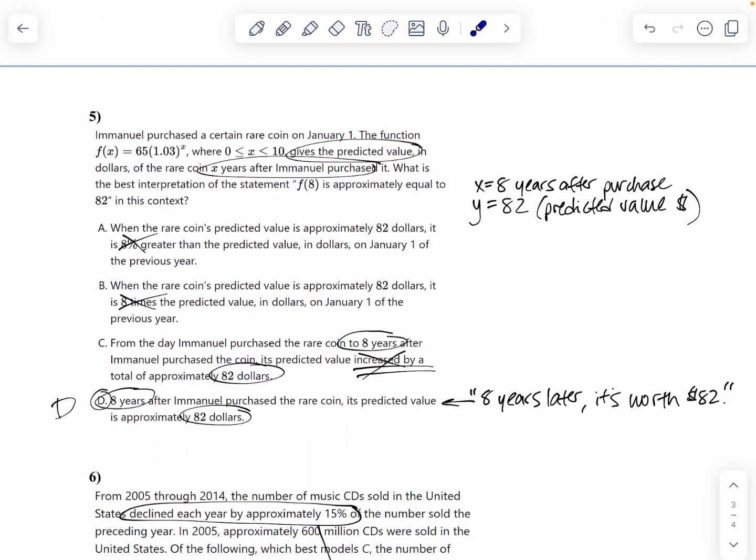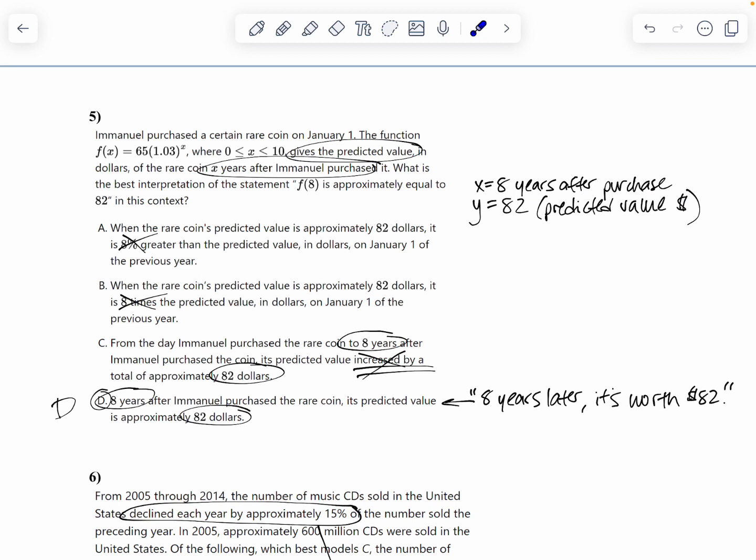Number 5, again, another interpretation. What does the value 8, 82 mean? So what does the 8 stand for? Let's read through the wording of the questions. The X value is the years after this person purchased a coin, and how much money it's worth. You know how if you keep something for like 100 years, the price of it goes way up, right? If you have a coin collection or anything like that. So X is the number of years this person has had the coin, and Y is the price, the predicted value of the coin, how much he could sell it for.